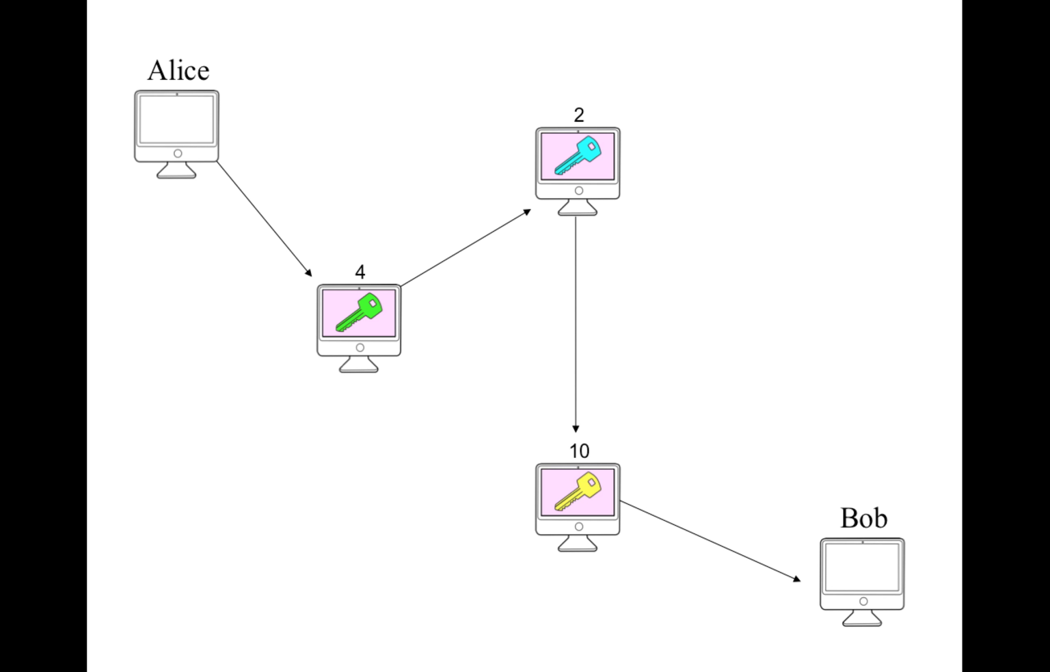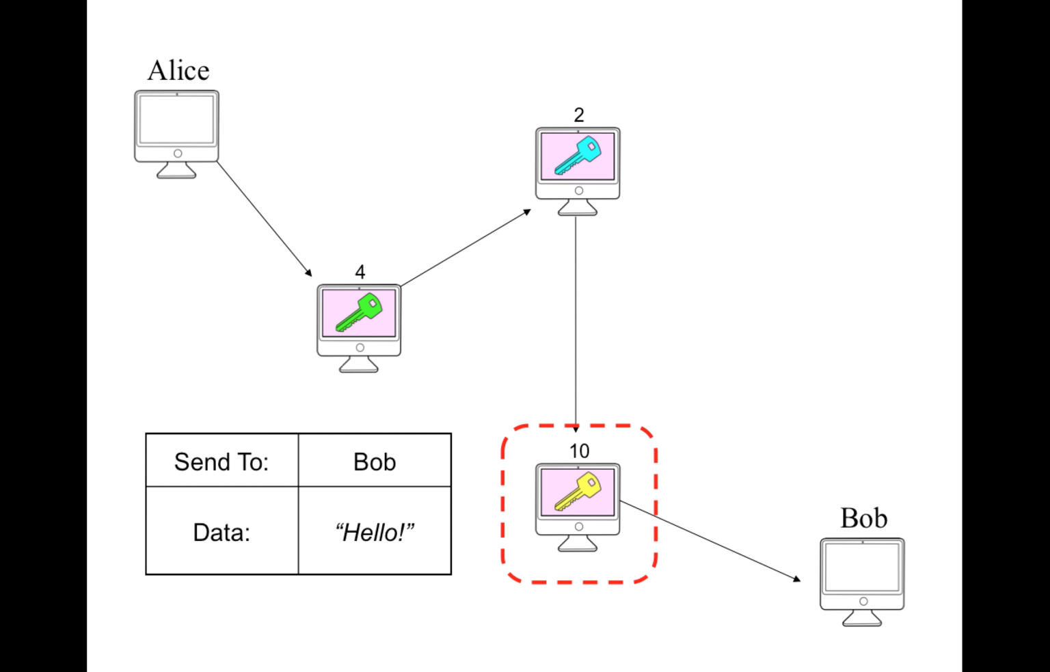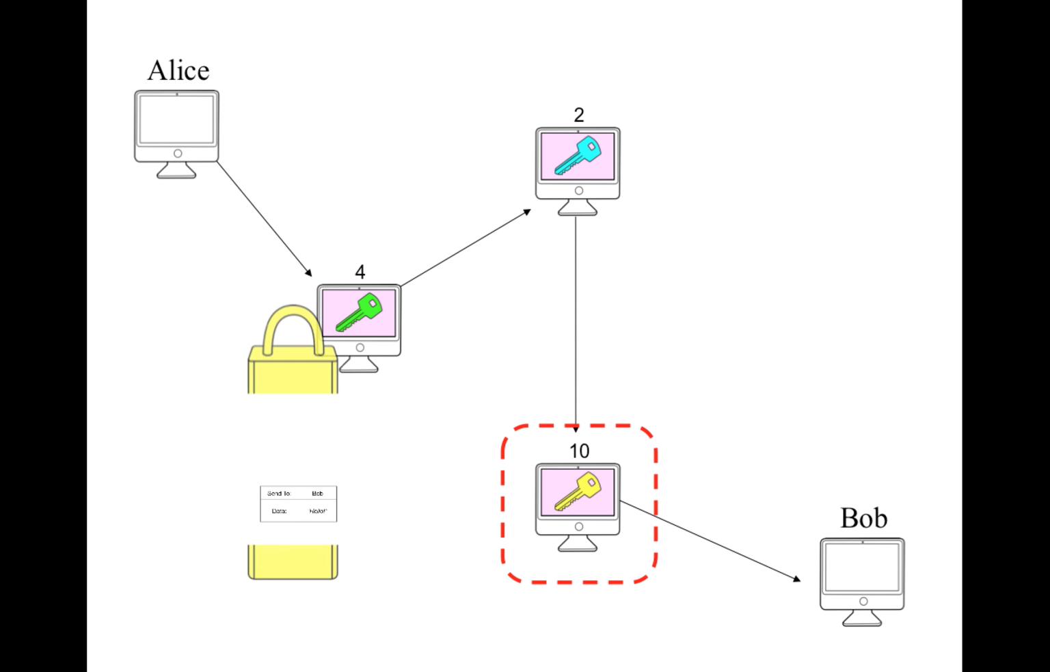Each of these nodes has a private key so that data can be encrypted in such a way that only they can access it. Let's start with the exit node, node 10. Two important pieces of information in the Tor protocol are where to send the data and what data to send. In this case, node 10 knows to send the data to Bob, and the data in this case is hello. We encrypt this data with the public key for node 10 so that no one else can read it.